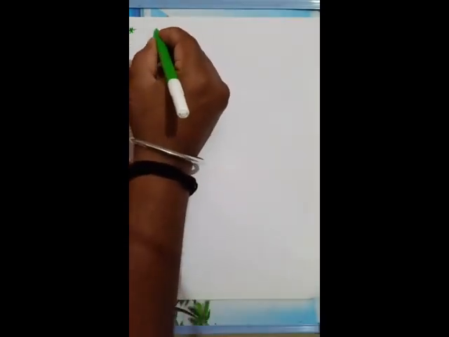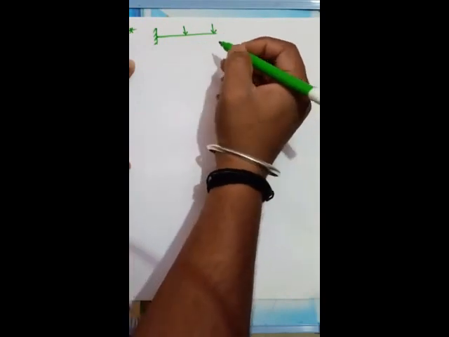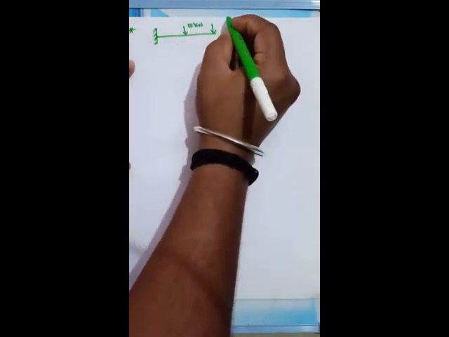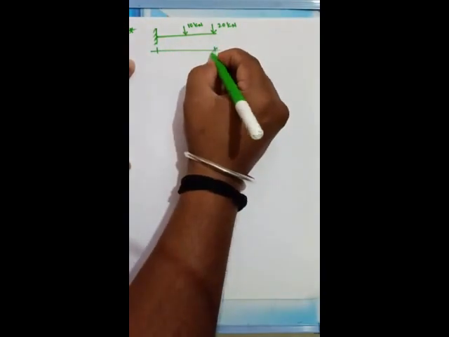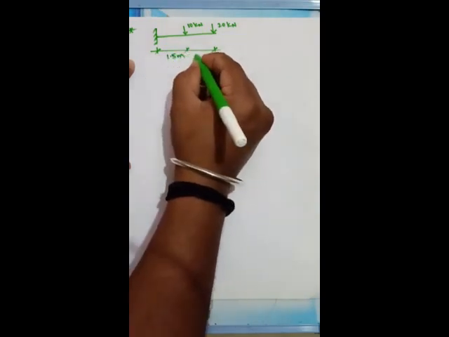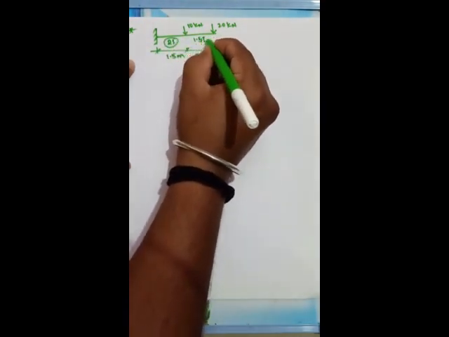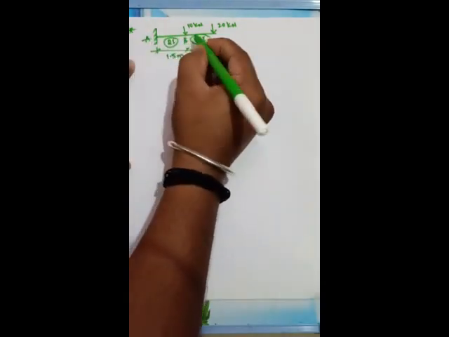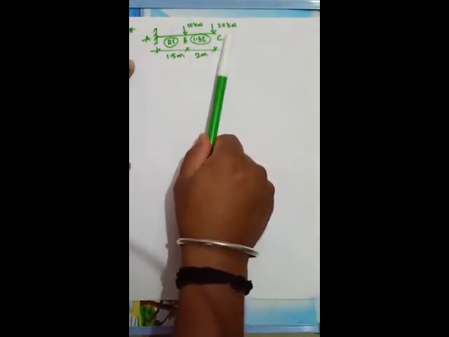Hello everyone, let us solve a few more problems on cantilever beam by conjugate beam method. Let us consider a cantilever subjected to two concentrated loads. This is the same problem we solved in the moment area method. This is 1.5 meters, this is 2 meters, this is 2I and 1.5I. Points A, B, C. So, a cantilever beam subjected to two concentrated loads.